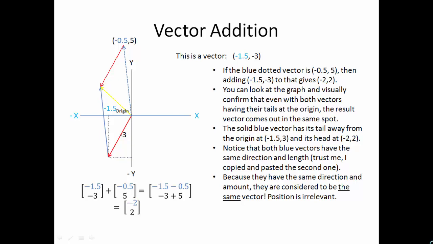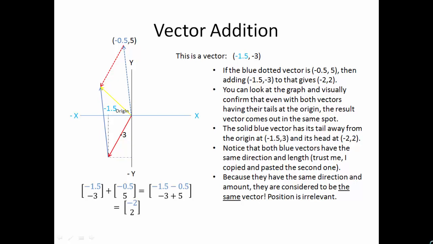So in the bottom left, we've got some more matrix algebra here. You don't really need to know how to do this, but you can basically imagine the things in brackets being separated by commas. Negative 1.5, negative 3. The first one is basically the red vector, or the position of its head, plus negative 0.5, 5, the position of the dotted blue vector's head. You add those two vectors together. Basically, you're adding their x values and y values. X is in blue and y is in black. You're just adding those values together, and that will give you negative 2, 2, which is the position of the yellow vector's head.